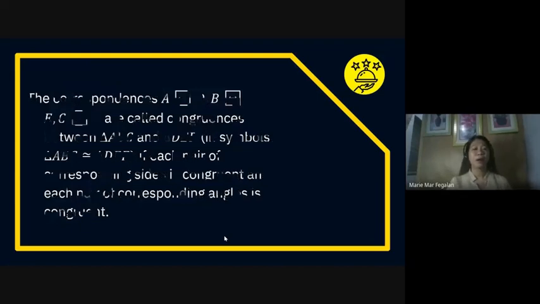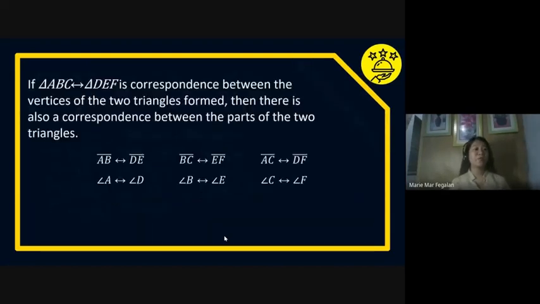Okay? Next, if triangle ABC corresponds to triangle DEF, we have the correspondence between the vertices of the two triangles formed. Then there is also correspondence between the parts of the two triangles. We have the side AB corresponds to side DE. Next, segment BC corresponds to segment EF. Another, segment AC corresponds to DF. And we also have the corresponding angles.